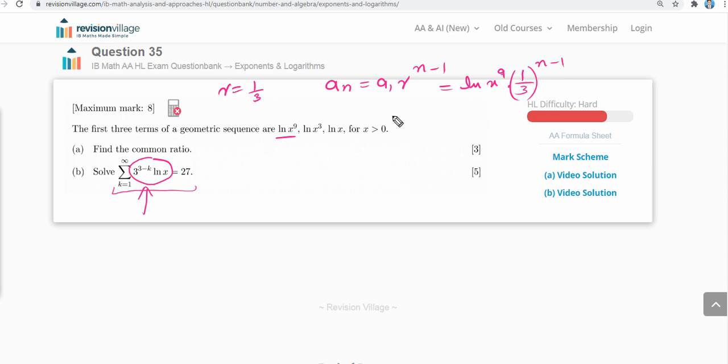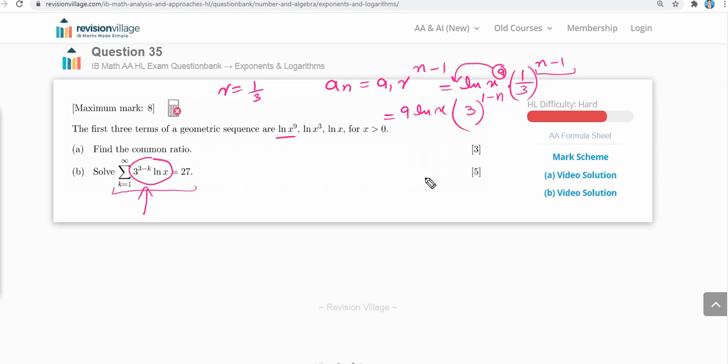So I can write it here. Now this (ln x)^9, this 9 will come over here, and it will become 9 ln x times 3 to the power of 1 minus n, because when we flip it, the sign of the exponent will get inverted. So the exponent will become 1 minus n instead of n minus 1.